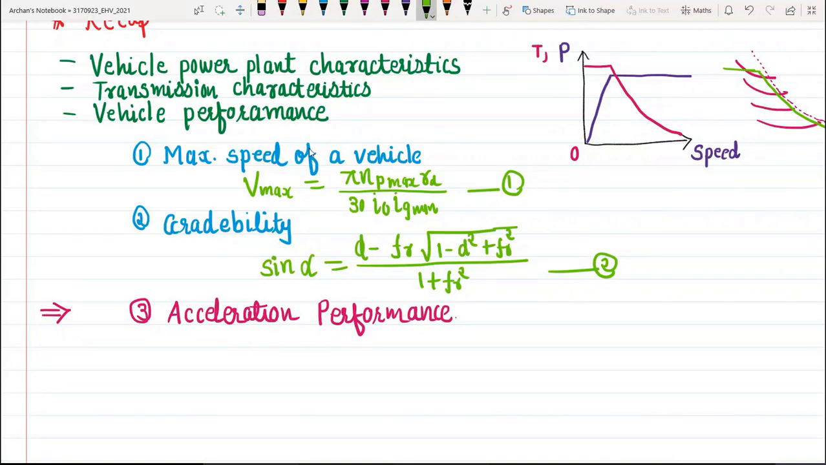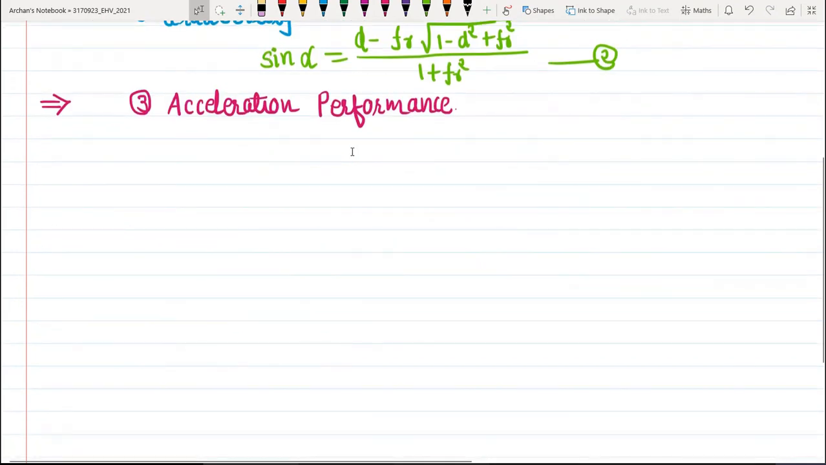right? And then there was the third parameter, which is acceleration performance, right? So how will you define this acceleration performance, right? When we talk about the acceleration performance of a vehicle, it is usually described by its acceleration time and the distance covered from the zero speed to a certain high speed. Okay, say for example, I am taking 0 to 50, how much time it will take to reach 50 kilometer per hour speed or 100 kilometer per hour speed, right?